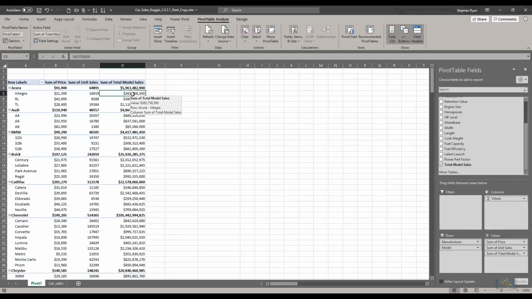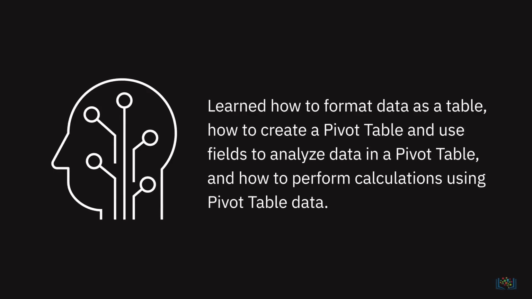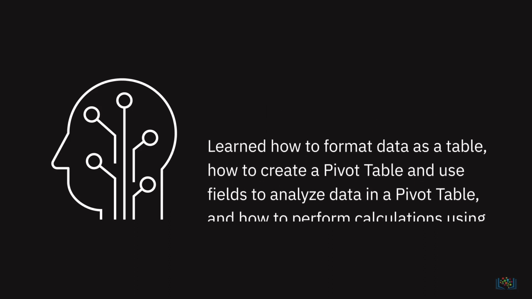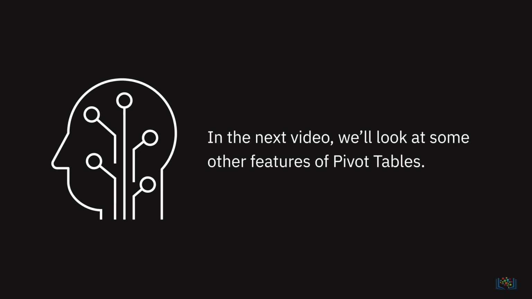In row 5, we can see that there have been over $360 million of sales of the Acura Integra model. And in row 7, we can see that there has been over $1 billion in sales of the Acura TL model. In this video, we learned how to format data as a table, how to create a pivot table, and use fields to analyze data in a pivot table, and how to perform calculations using pivot table data. In the next video, we'll look at some other features of pivot tables.